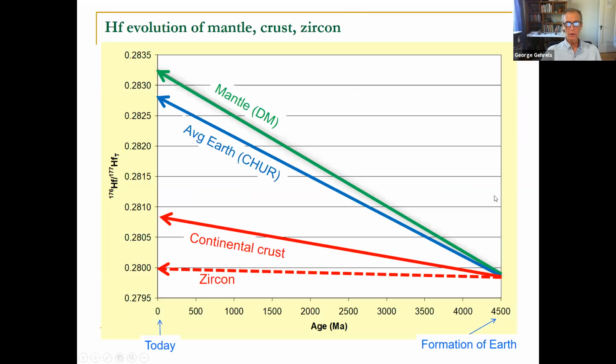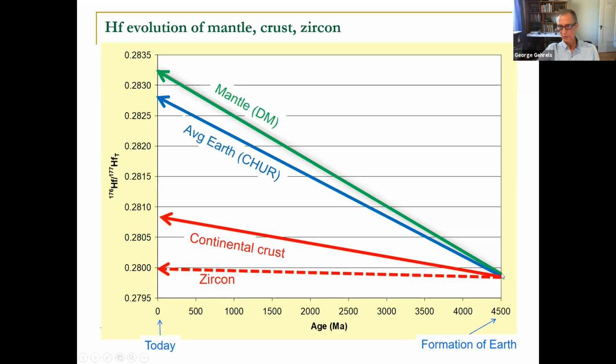Let's take a look at a diagram that shows how these values of hafnium-176 to hafnium-177 might change through time. And let's start off kind of like we did with uranium-lead to begin with. We're going to start off at the formation of the Earth 4.5 billion years ago. And let's say at that time we get some crust-mantle separation. So we're going to grow some continental crust 4.5 billion years ago. And we're going to see how that crust evolves through time relative to the mantle.